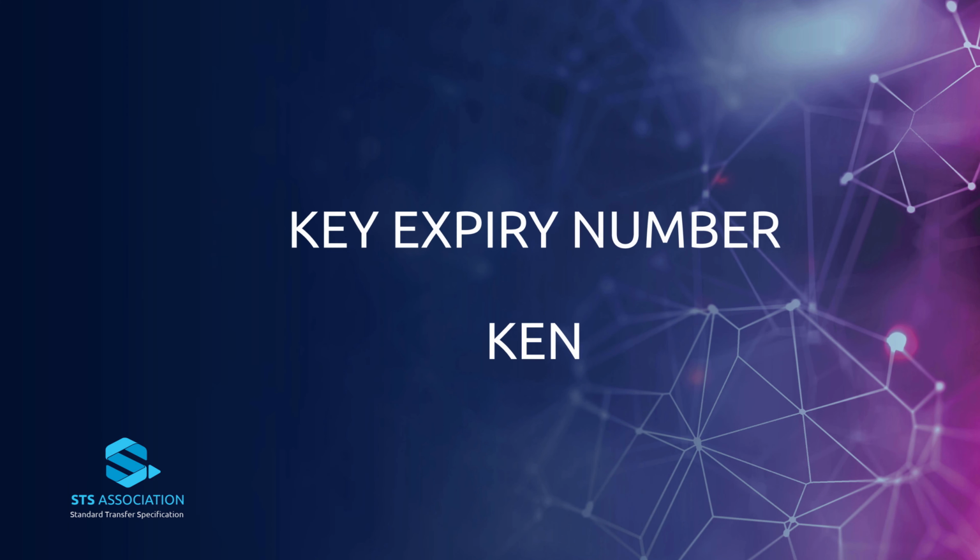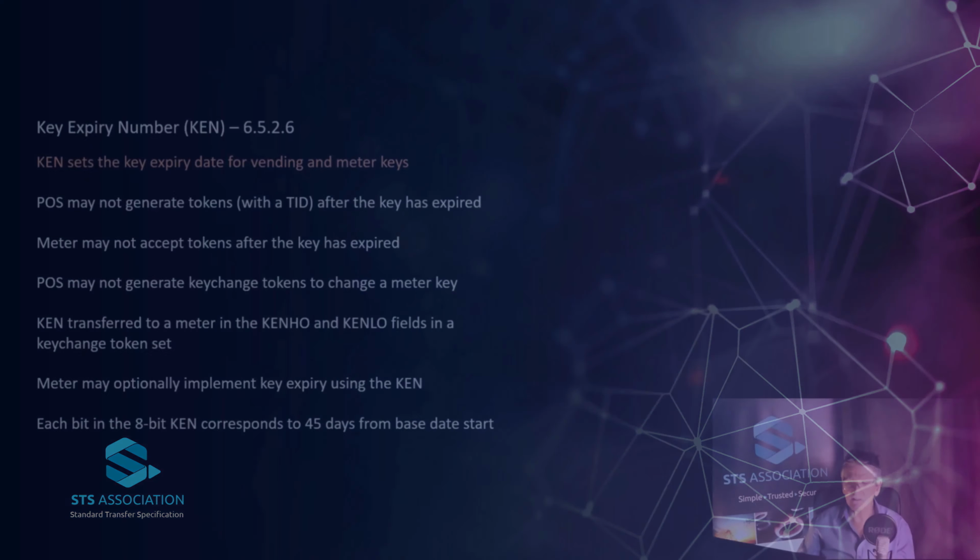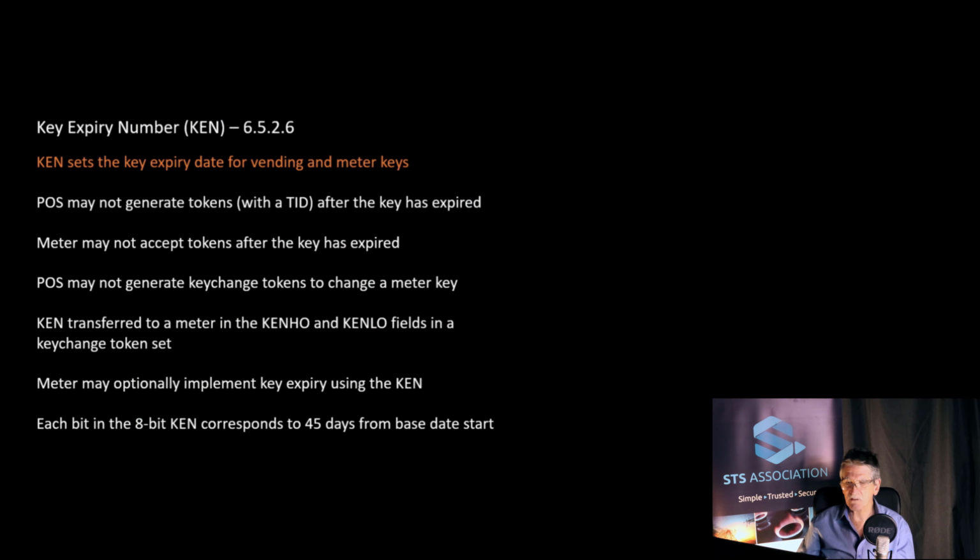The key expiry number sets the key expiry date for vending and meter keys. The POS may not generate tokens with a TID after the key has expired. So obviously if the token has a TID, then it can't generate it. If it doesn't have a TID, like a key change token, it can. The meter may not accept tokens after the key has expired. The POS may not generate key change tokens to change a meter key.